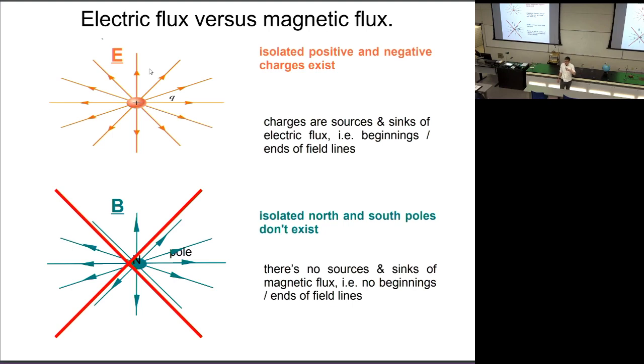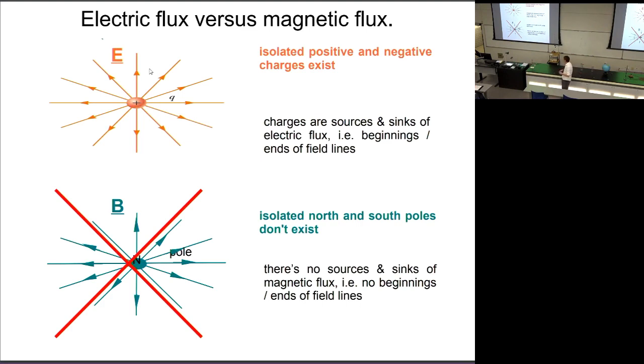So electric fields, remember the positive and negative charges were the beginnings and the endings of the field lines. With magnetic fields, there are no beginnings and endings of field lines. Rather, the magnetic field lines just form loops. So we would say, more technically, that in electricity, there are sources and sinks of electric field lines, the charges. In magnetism, there are no sources and sinks of magnetic field lines.